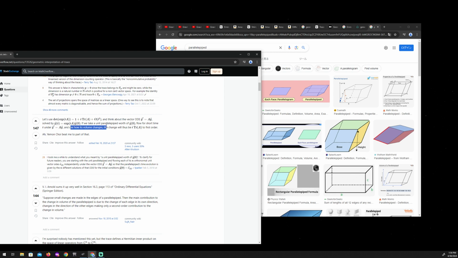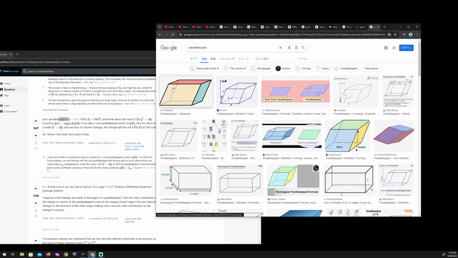We'll see how its volume changes. The change will be t times the trace. So it sounds to me like if we put a matrix in, multiplied times some scalar, which we're counting as time, and we put that through the exponential map, we have this vector flow stuff going on. So you have to imagine a parallelepiped like this, and there's vector flow.